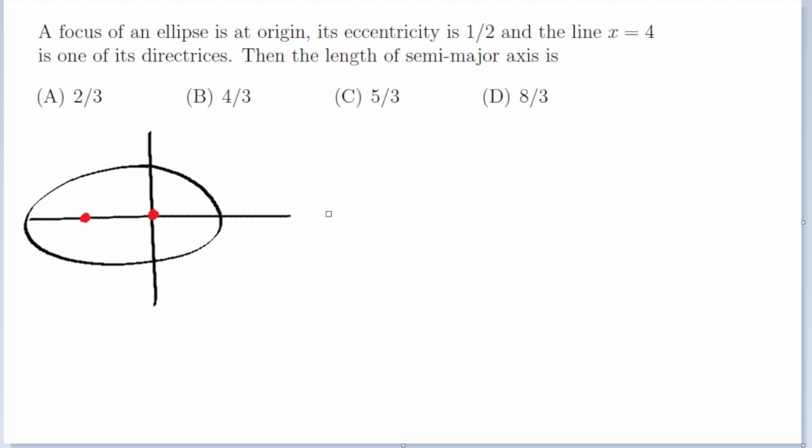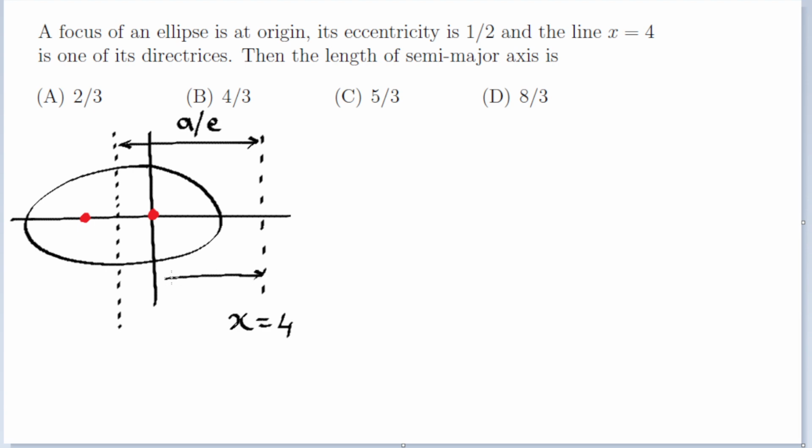Now here there is an important point, that is, we don't know whether the origin is the focus which is on the right side or the focus on the left side. So that means we have to think of both the possibilities, and let's see which possibility gives us the correct answer. Let us draw the line x equal to 4, which is directrix. Also let us draw the line which passes through the center of the ellipse, that's a vertical line, because we know that distance of directrix from that is given by a by e, right?